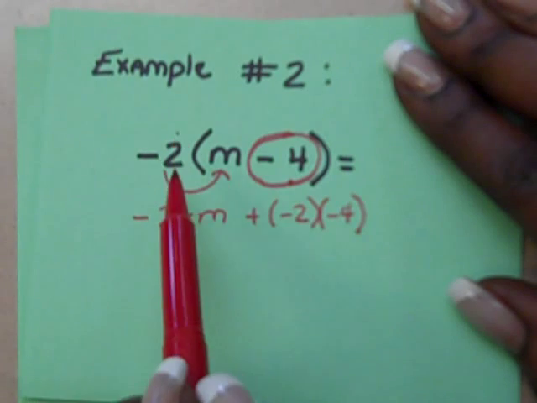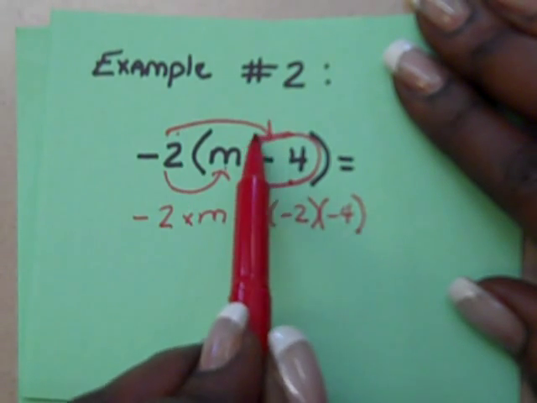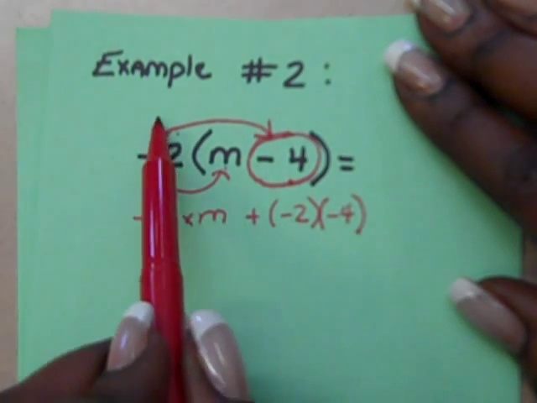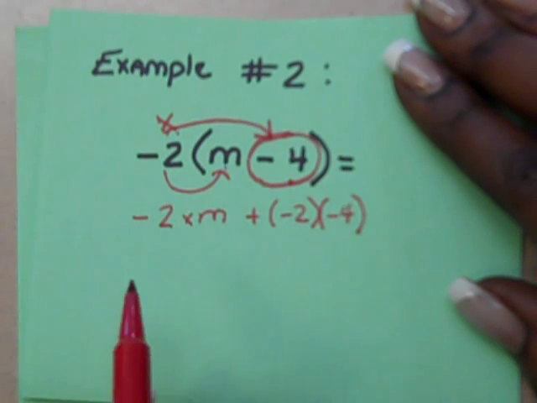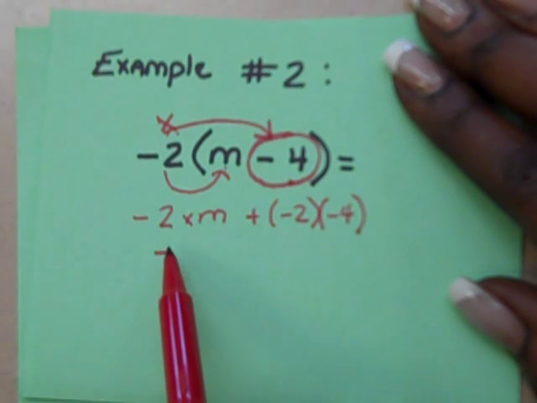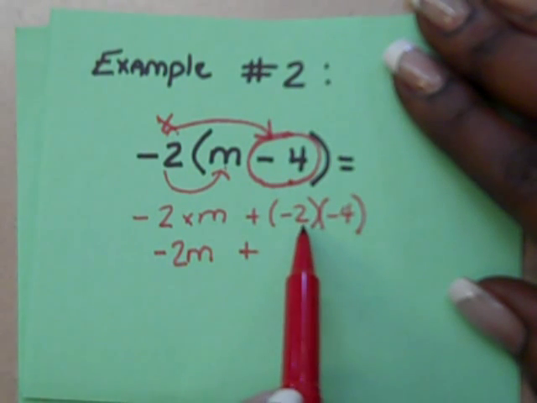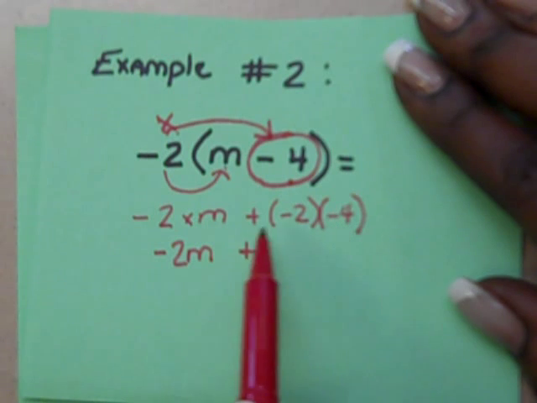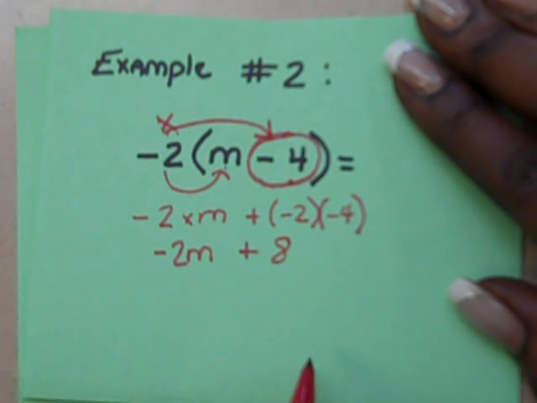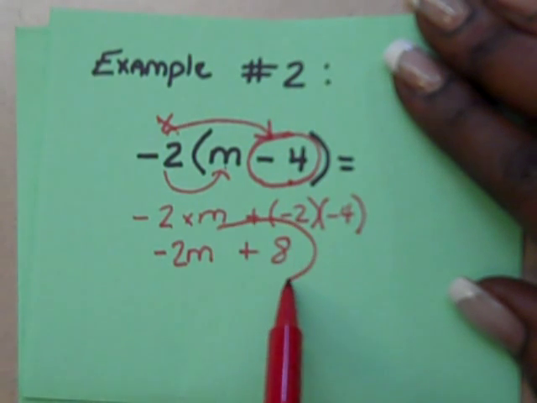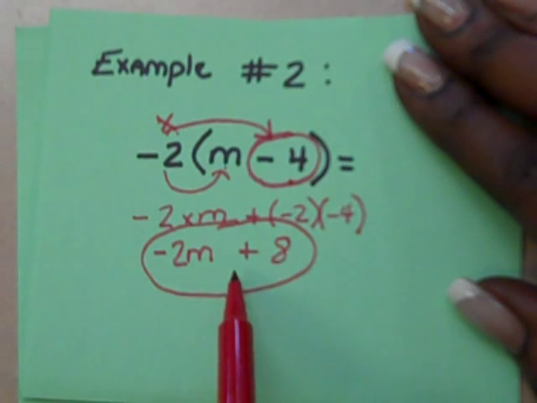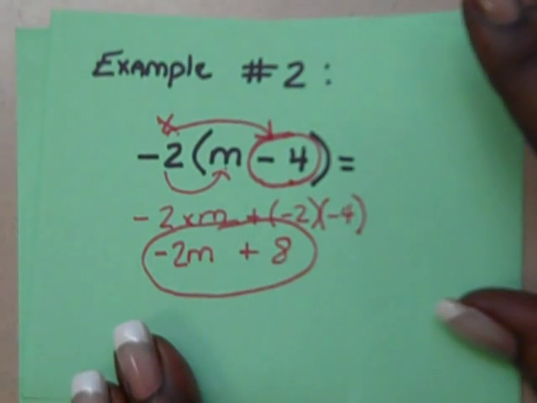So the negative 2 went to the m as well as the negative 4 by way of multiplication. Now you just multiply negative 2 times m, and a negative 2 times a negative 4 will give us a positive 8. Therefore, the simplified expression is negative 2m plus 8.